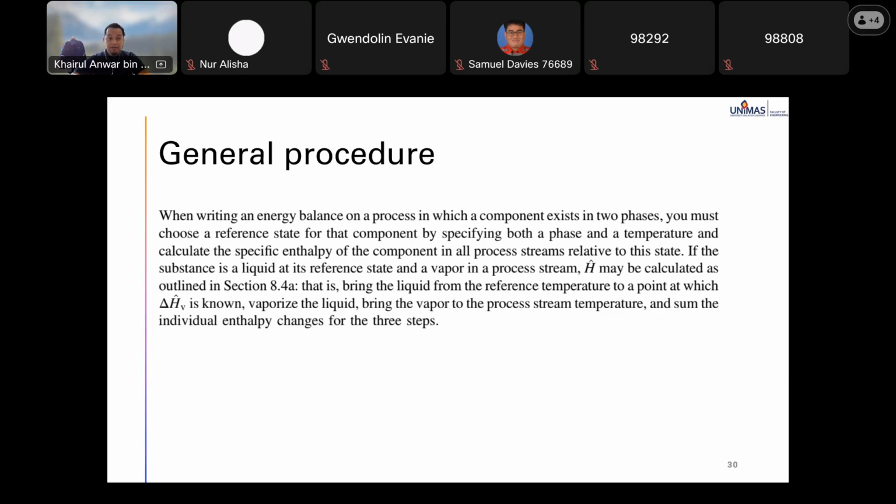For the general procedure, when working on a process in which a component exists in two phases, you must choose a reference state for the component by specifying both the phase and the specific enthalpy of the component in that state. If the substance is a liquid, make it the reference state. Process through the path, the specific entropy may be calculated. Then bring the liquid from the reference temperature to the point at which it vaporizes. We can just make it three steps. It is the general procedure.